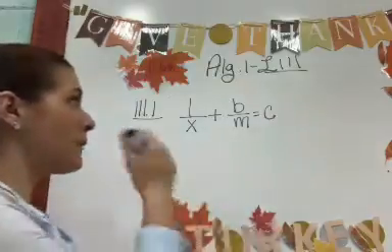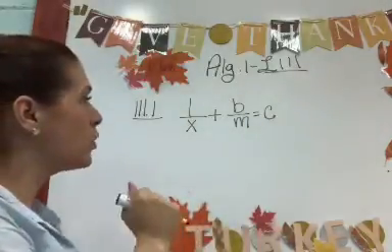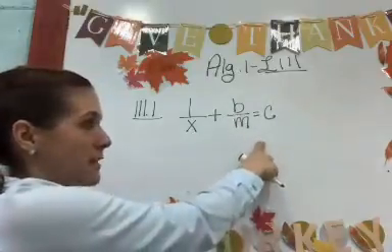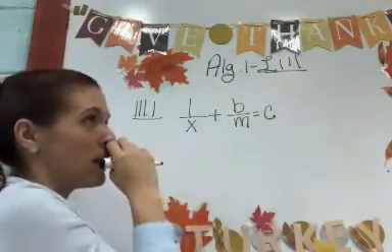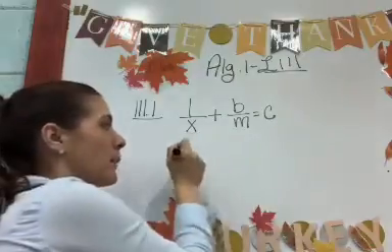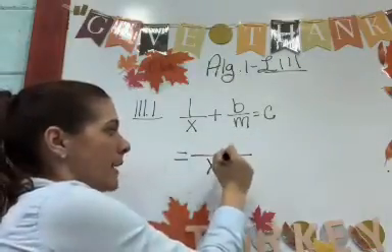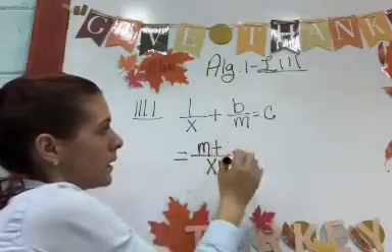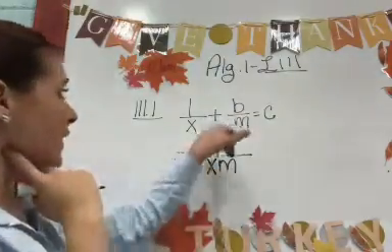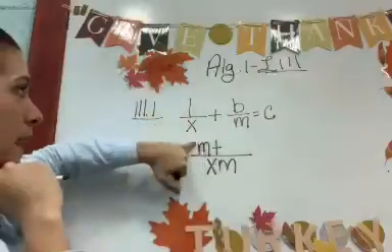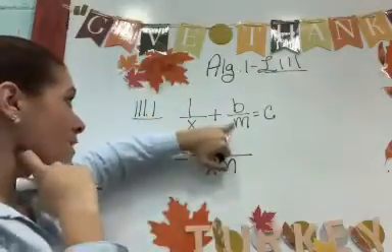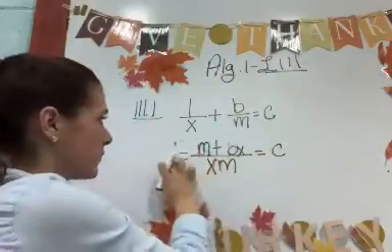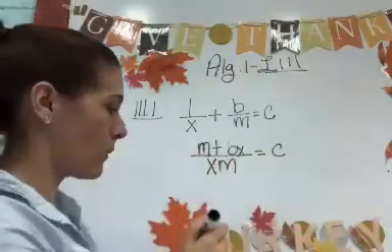The first thing I'm going to do is make this a common denominator, because eventually that's going to have to happen anyway. So here we go: XM, let's make this M, plus, because it's filled to the M right here, we put 1 times M is M, or filled to the X right here, so it's BX. Equals C.